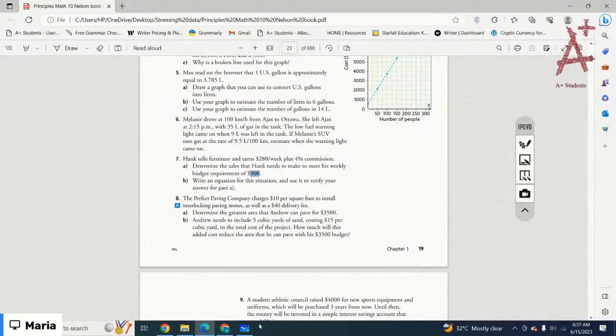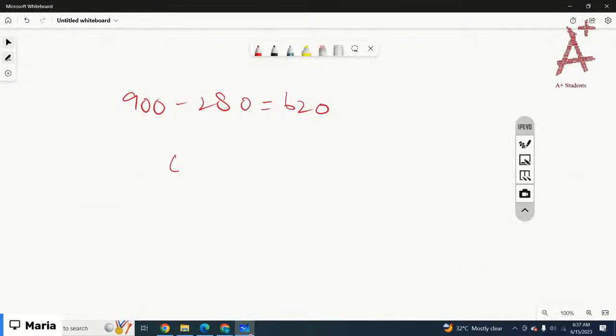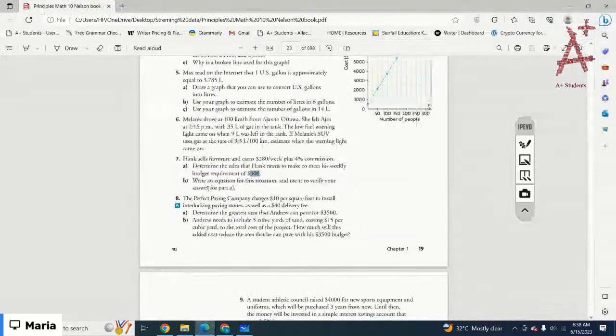So it would be 620 divided by 0.04. It would be 500. That means he earns 500 from the commission. This way he can complete his need of $900. For the B part, you have to write down the equation and verify the one we did in part A.